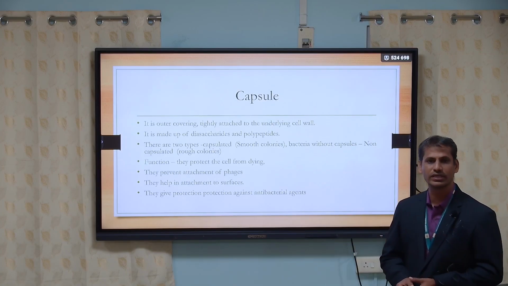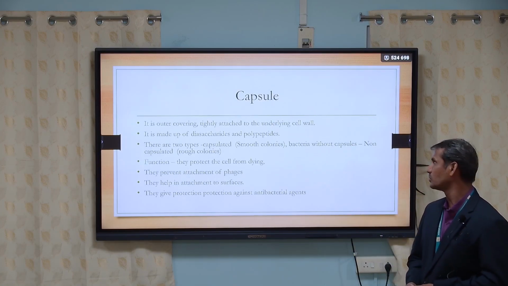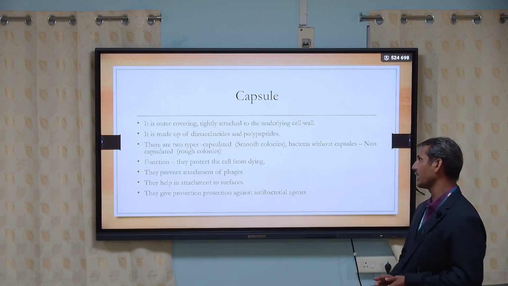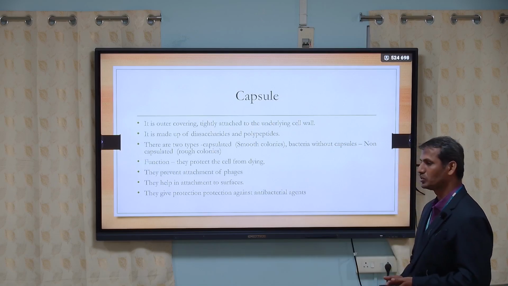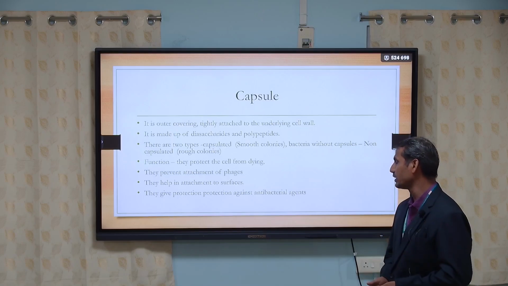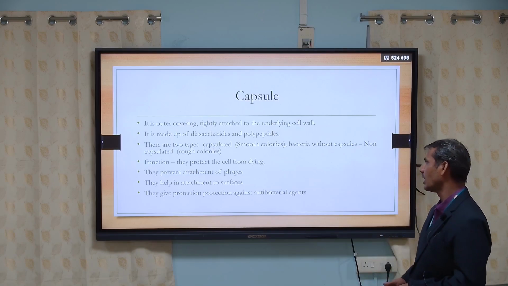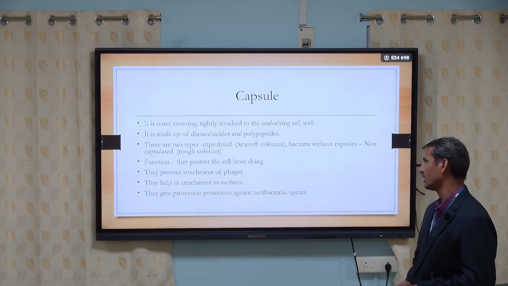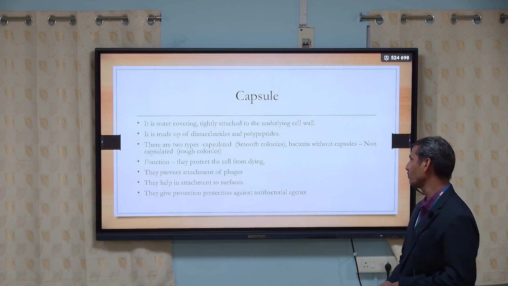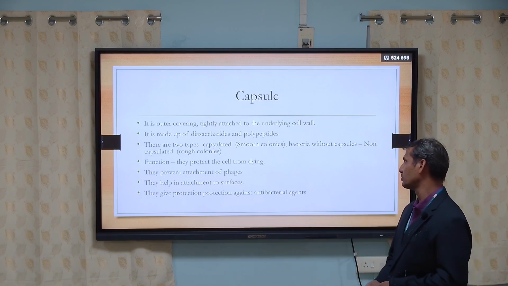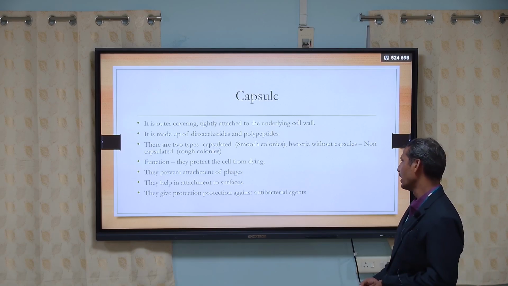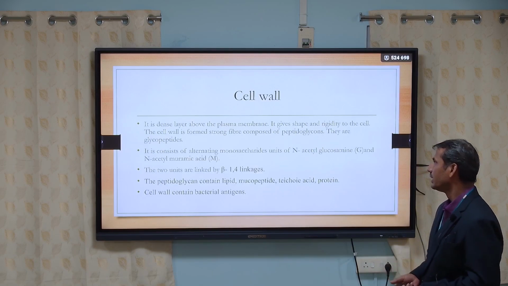The capsule is the outer covering of the bacterium, tightly attached to the underlying cell wall, and it is made up of polysaccharide and polypeptide. The capsule is of two types: encapsulated and non-encapsulated. Encapsulated ones form smooth colonies, and non-encapsulated ones form rough colonies. Why is the capsule important? It protects the cell from drying, prevents attack by phages, helps in attachment to surfaces, and gives protection against antibacterial agents.